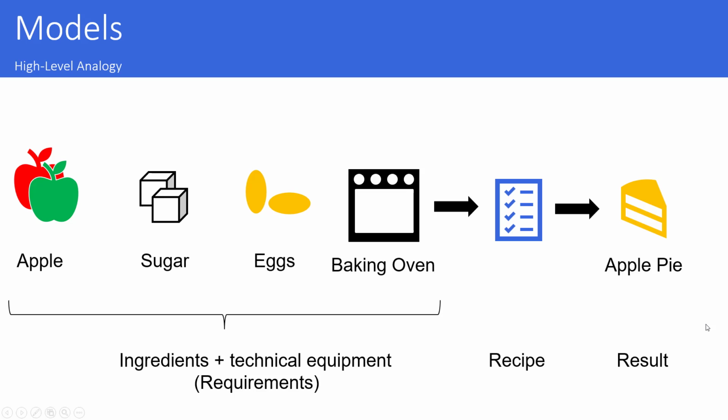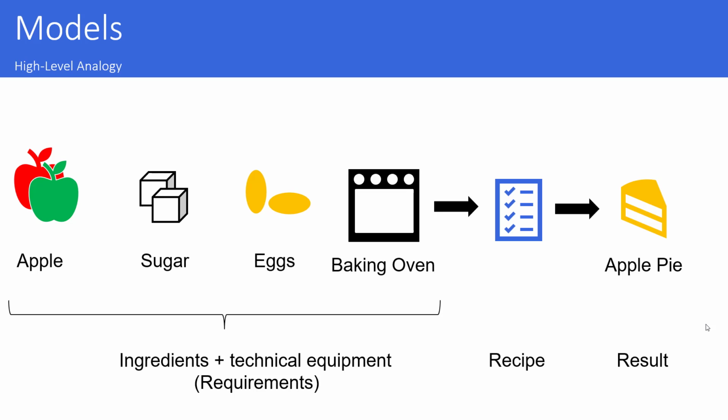Let's take a look at a real-life problem that works pretty similar. Assume you want to bake an apple pie exactly the same way your grandma did when you were a child. You need some ingredients and technical equipment. These are the requirements. You need apples, sugar, some eggs and a baking oven. But what you need on top is the logic to actually bake the perfect pie. You need to know the exact amount of apples, sugar and the other ingredients. You also need to know how to combine them and the baking time so that you get the desired result.